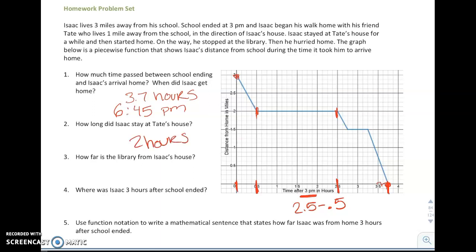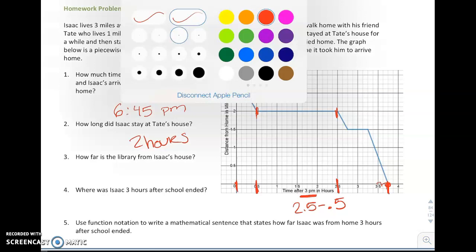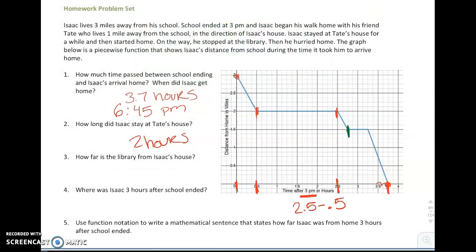Then it says, how far is the library from Isaac's house? So Isaac then started walking and he got to the library here. And he was at the library for this long. But that's not what the question asked us. It asked us how far, so that's distance. So it's asking for a range, which is 0 to 1.5. So that is 1.5 miles.